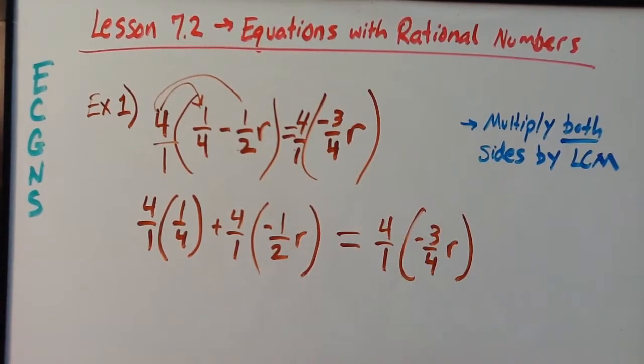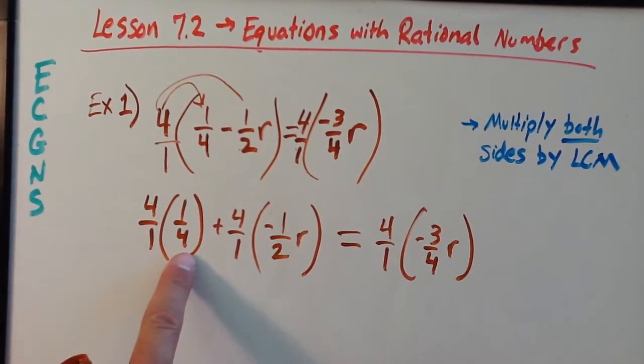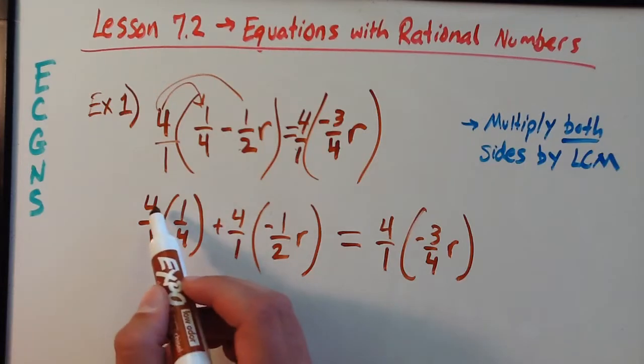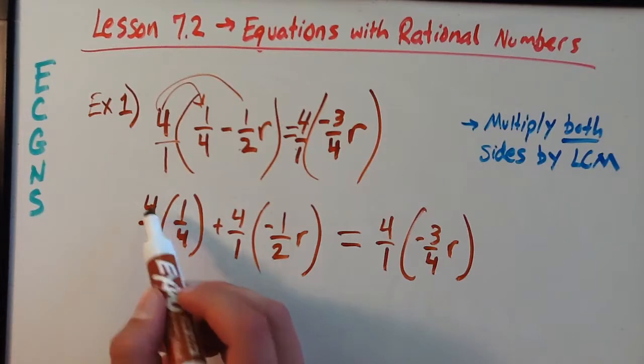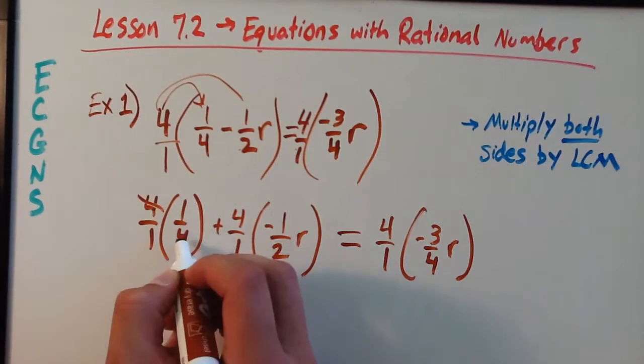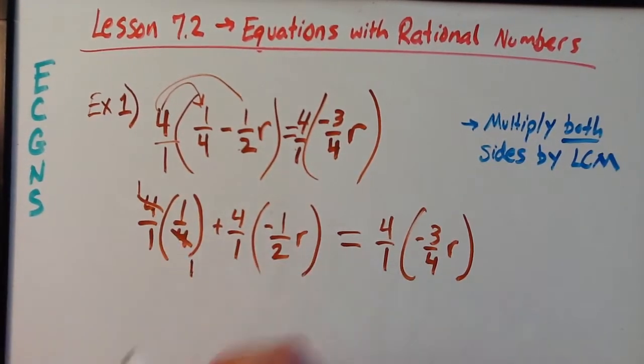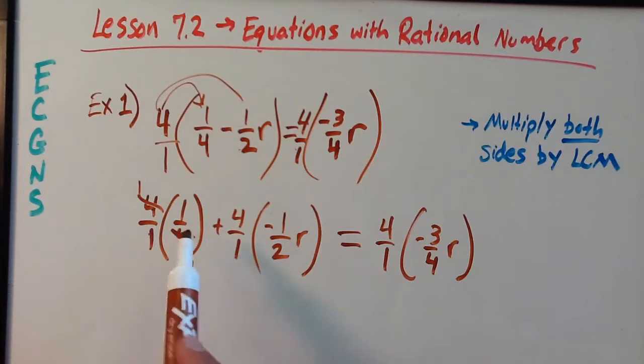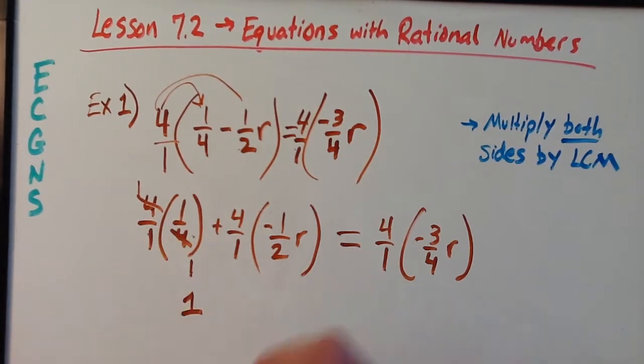Okay, now let's simplify here. What is 4 times 1/4? Well, I can cross simplify there. Not cross multiply, cross simplify. I see that I have 4 over 4. I have a 4 on the top and a 4 on the bottom. And I know 4 over 4 is equal to 1. Okay, and 1 times 1 is simply 1.